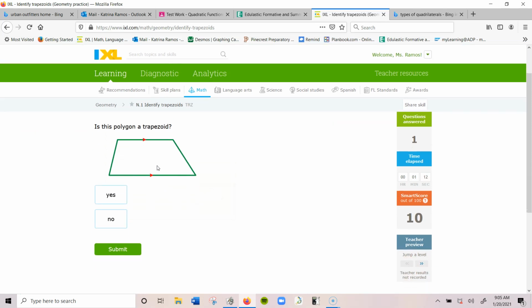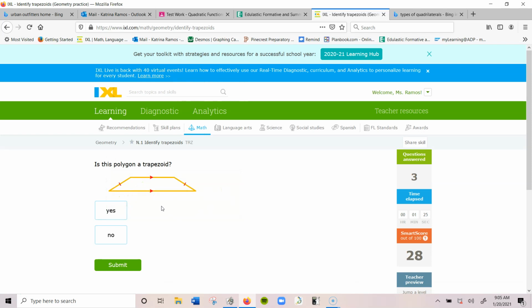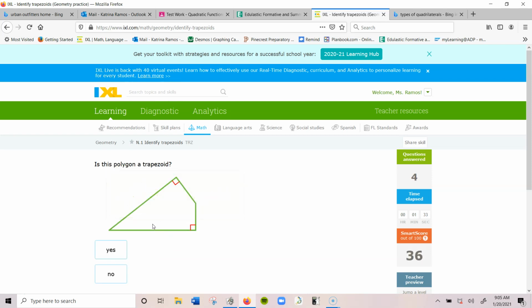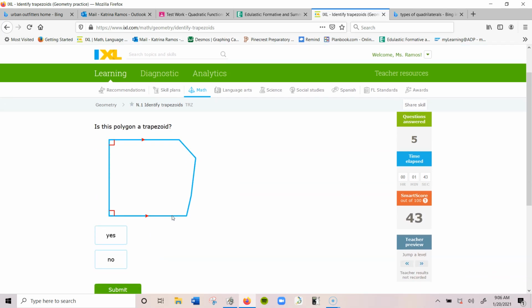Same here, quadrilateral, 2 parallel sides, yes. This is not, here you do have parallel sides, but it's more than 4 sides, so no. Again, 4 sides, 2 opposite sides that are parallel, so yes. This does have 4 sides, but 2 opposite sides are not parallel because you don't see those arrows, so no. Same thing, here we have 4 sides, actually we have 5 sides, so no.